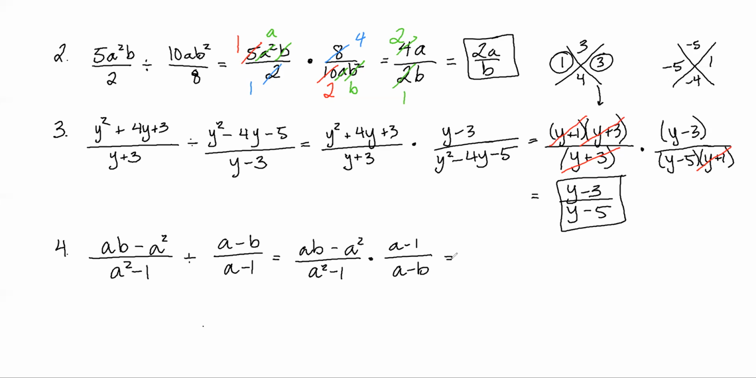And let's go ahead and see what we can factor. So in our first fraction, we have an AB minus A squared. We only have two terms, and we can actually factor something out of both of these. So what is our greatest common factor? It's going to be an A. So we're left with a B minus, got rid of one A, we're left with another A. And on the bottom, we have A squared minus 1. If you notice, this is the difference of perfect squares.